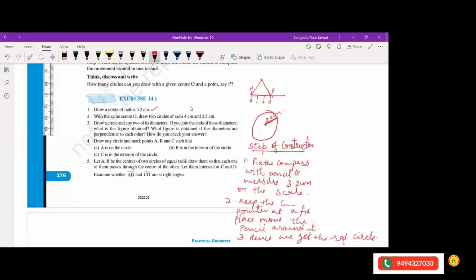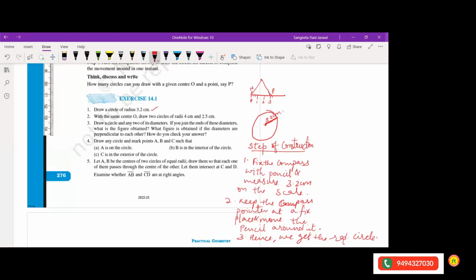Ma'am, in the second point, what is after keep the? Keep the compass pointer at a fixed place and move the pencil around it. Full stop. And third point is, hence we get the required circle. So in every construction question, you have to write the steps of construction.